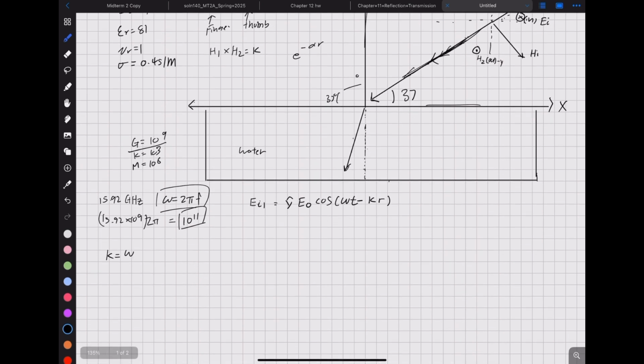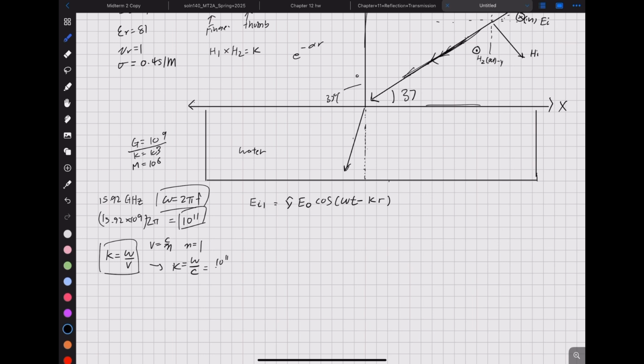So K is given as omega over V. That's the official way. But V is equal to C over N. But since we're in air, N is just equal to 1. So this simplifies to K equals omega over C. But it's good practice to remember this and not just assume that K is always equal to omega over C. We also have to remember that there's this N term there. So it simplifies to that.